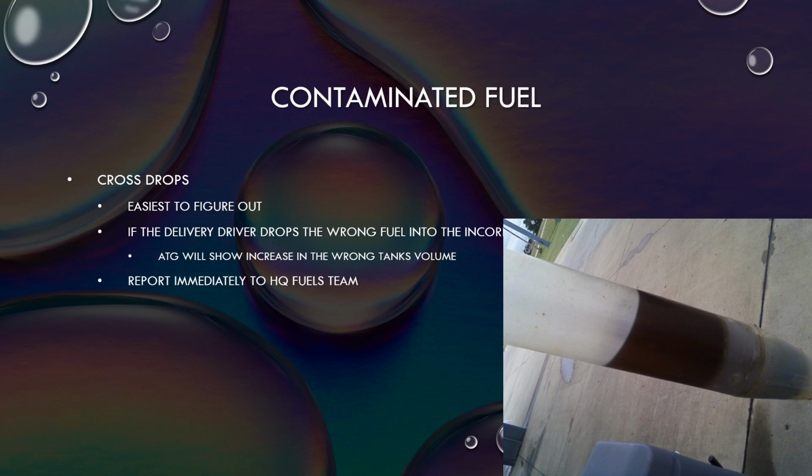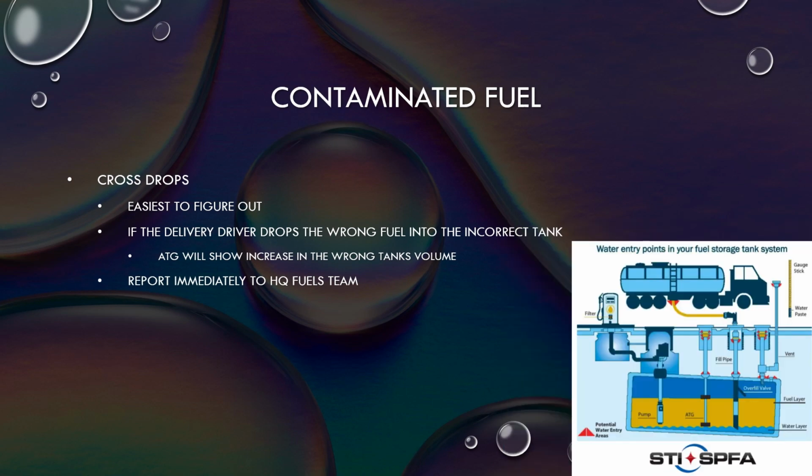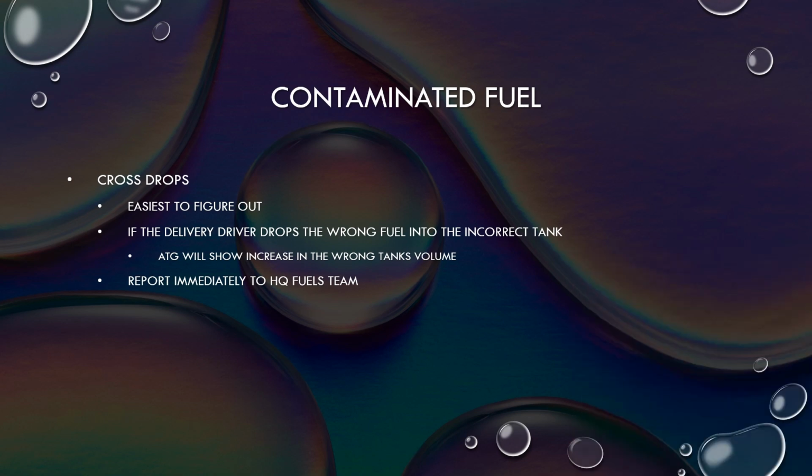Contaminated fuel can also be caused by cross drops. This is probably easiest to figure out because if a driver drops wrong fuel into the incorrect tank, your ATG will show you increases in fuel in the wrong tank. Be sure you report this immediately to your HQ Fuels team.